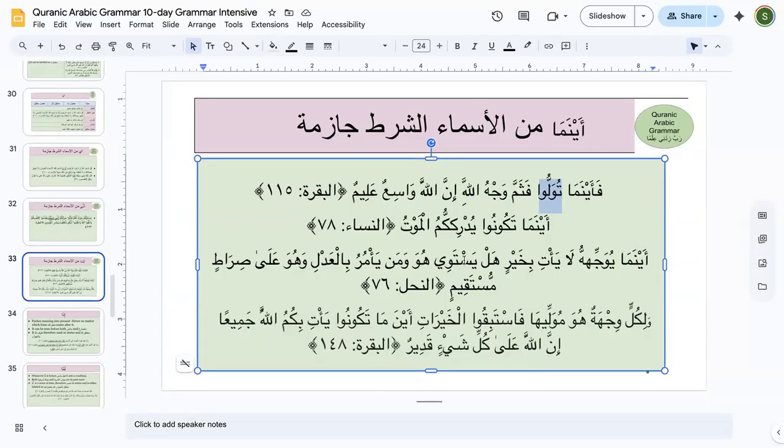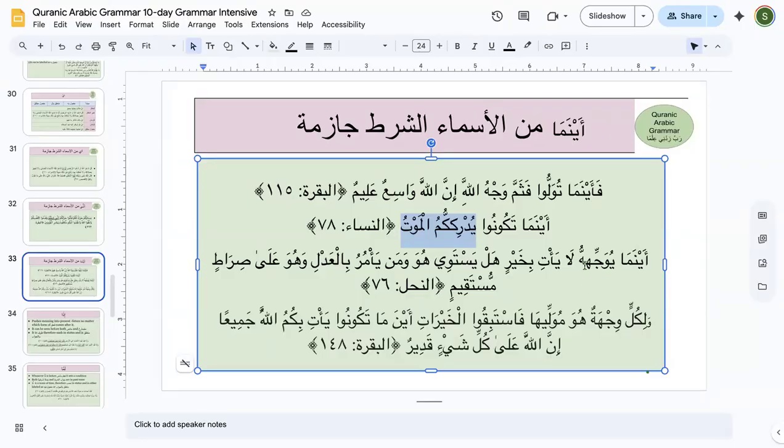Easy. So aynama tukunu, wherever you all are, yudrikkumul maut, death will find you. In here, what will be the status of jawab, which does not have fa'u rabita? What is the jawab? What is the status of jawab? Can you enlighten us with the jawab? Anyone? Anyone from the new students? Fi mahalli jasmin, Jamila, very good job.